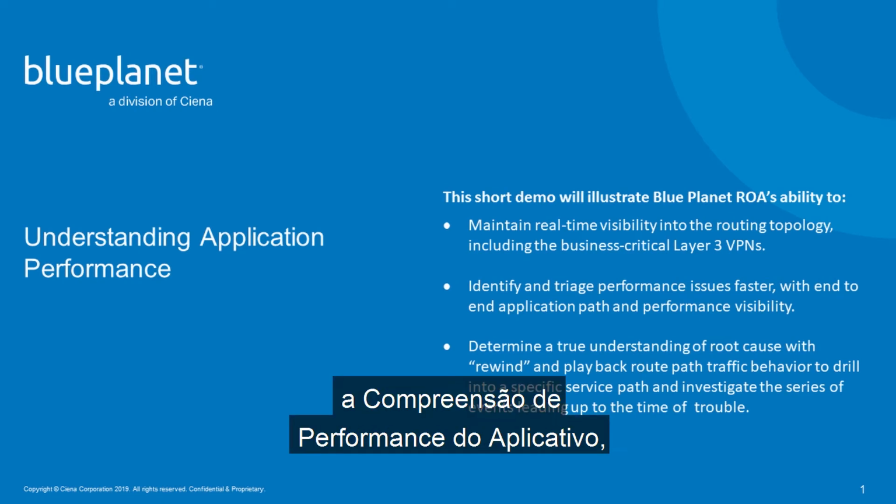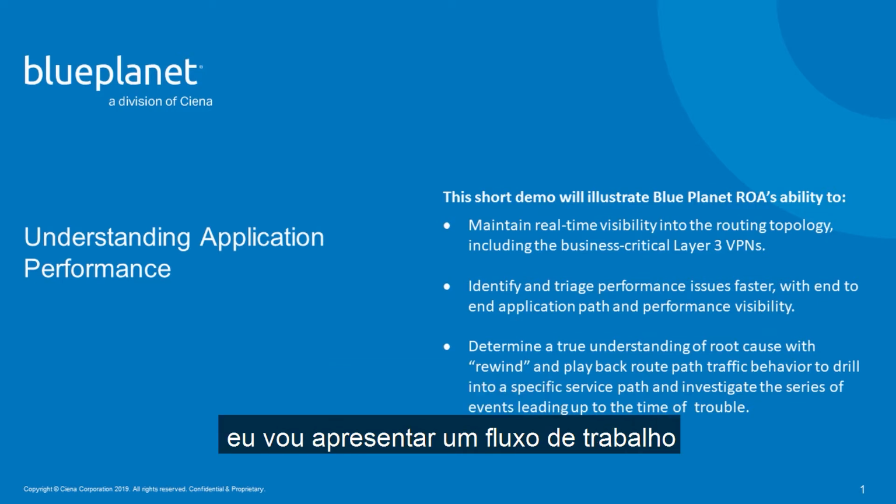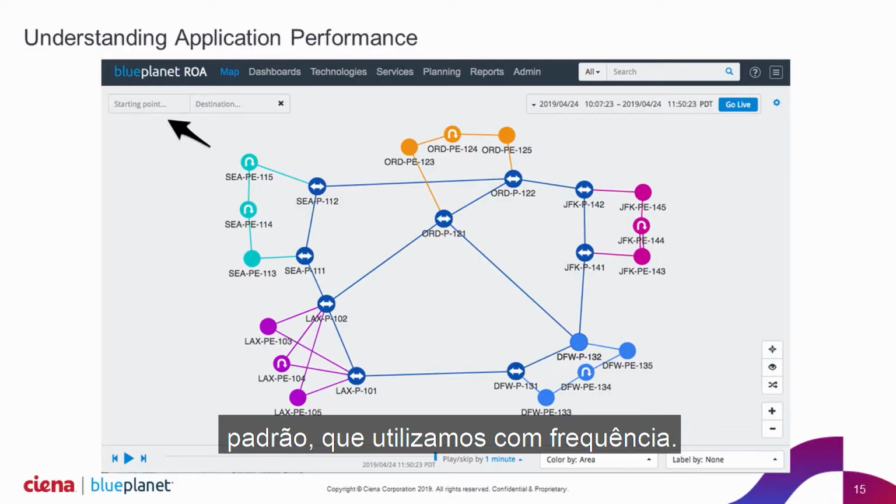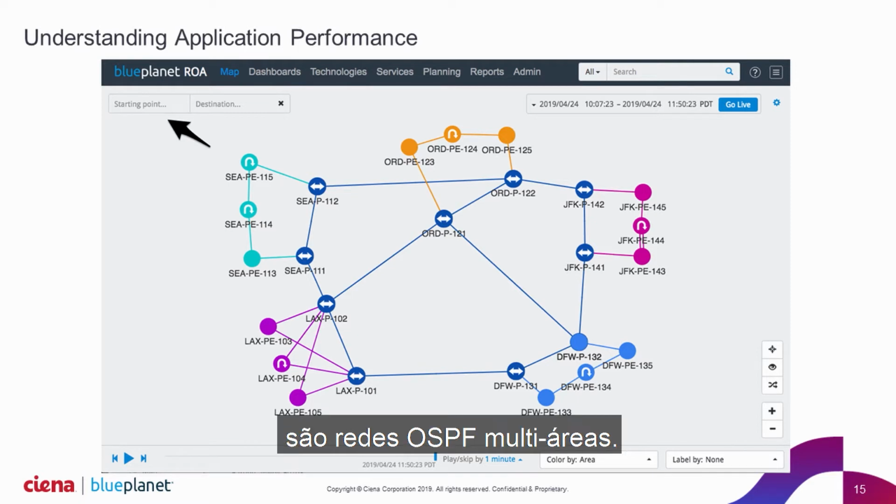Talking about understanding application performance, I'll bring up just a standard workflow that we use many times. Here, what we see on this particular view is a multi-area OSPF network. So here you have multiple areas in each of these different POPs. That's what the different colors are representing. And then you have the dark blue that's connecting all of those different locations together for the backbone OSPF Area 0.